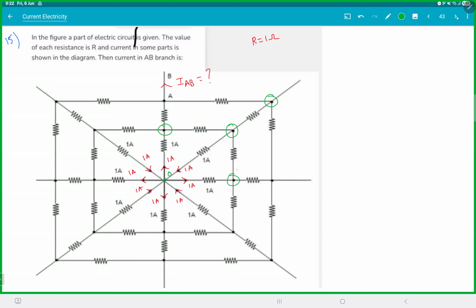In case you're wondering, I'll name it for them. Okay, this is called A, B, C, D. Come on, now find the potential of A, B, C, D. They're not the same.